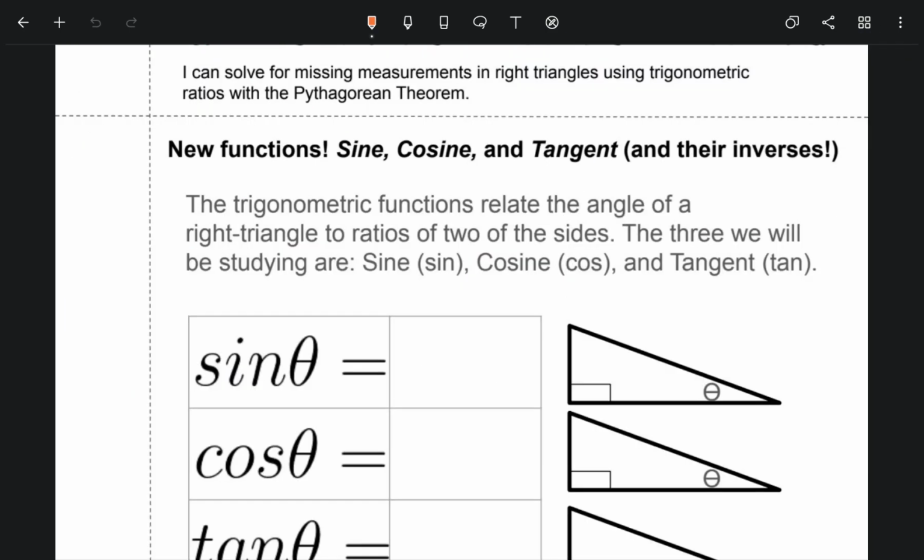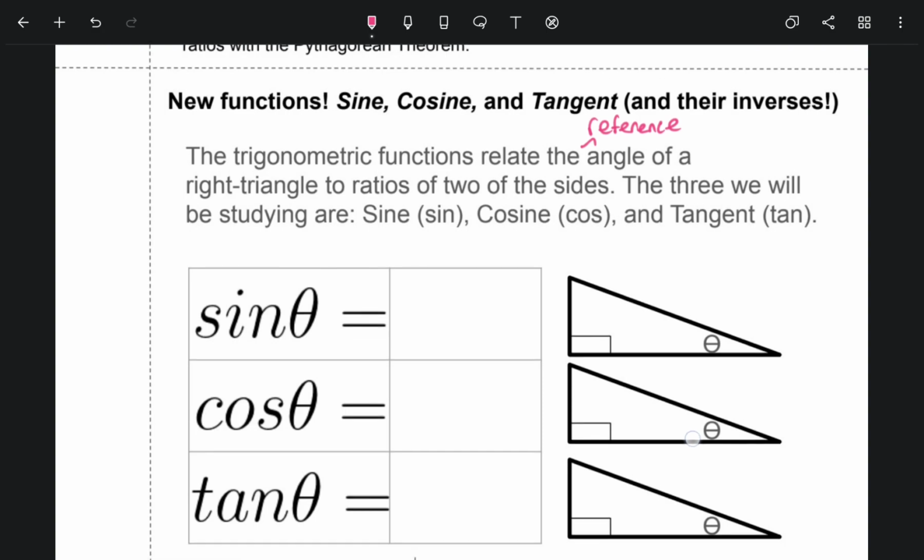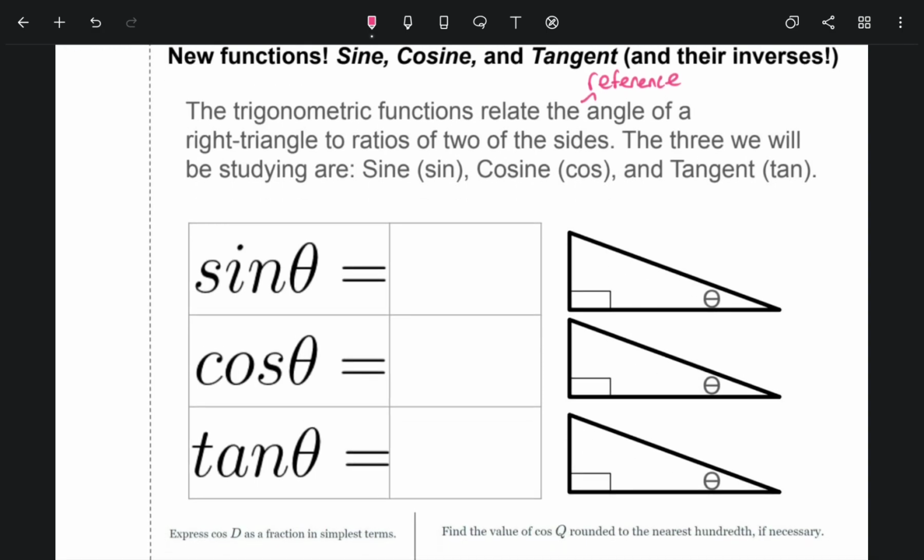Now we have 3 new functions we are going to learn, and these are called sine, cosine, and tangent. These trigonometric functions will relate the angle of a right triangle, specifically the reference angle, to the ratios of 2 of the sides. The 3 we will be studying are sine, cosine, and tangent, abbreviated to sin, cos, and tan. So let's get started. So we're still going to need to remember which sides are which. I'm going to start by labeling my reference angles.